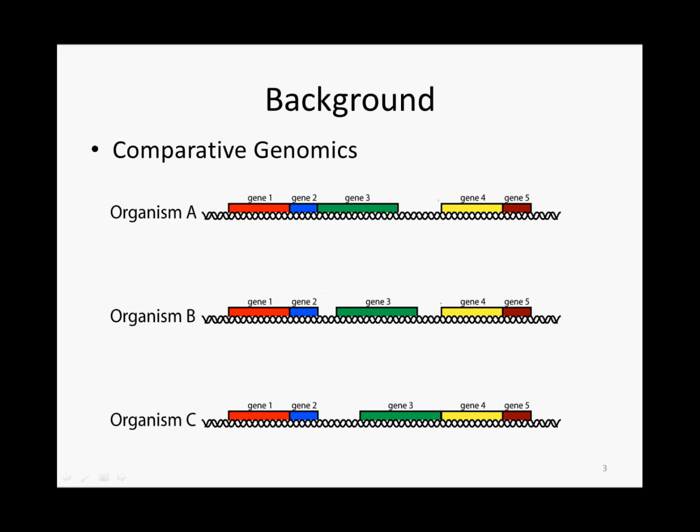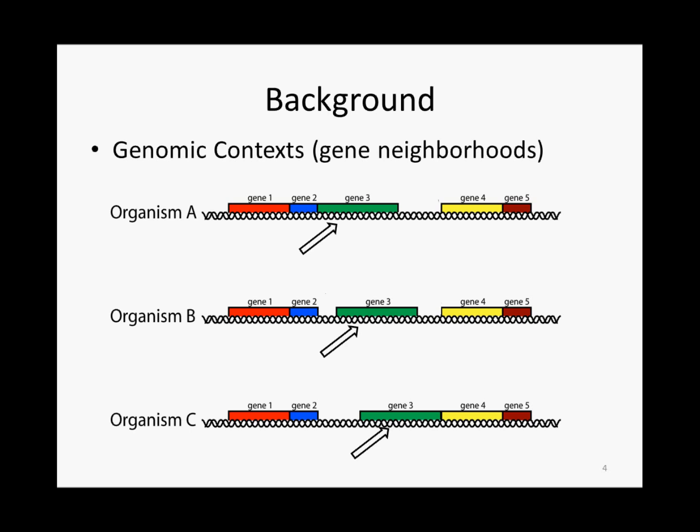A subdiscipline, a topic in comparative genomics, is looking at the genomic context, or the gene neighborhoods. In other words, how are the genetic environments of particular genes. And in this example, looking at gene 3, the green gene indicated by the arrow, we're interested in seeing how the surrounding genetic environment changes across species, and therefore across evolutionary time. And as you can see in this example, it looks like this gene has moved away from this group of genes to this group across these 3 species, across evolutionary time.